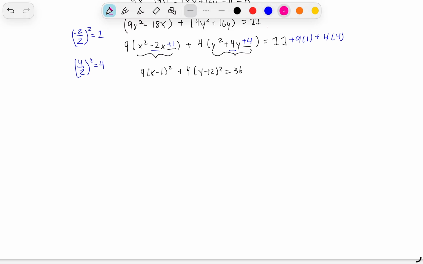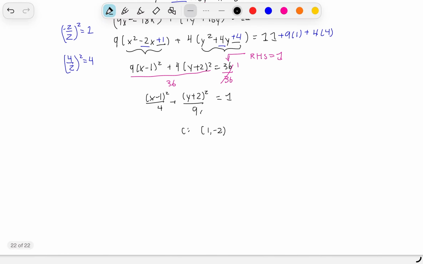After this, we're going to make this side equal to 1. We'll do this by dividing both sides by 36. And that will equal to 1. And that's over 4. This is y plus 2 squared over 9 equal to 1. Our center is 1, -2.